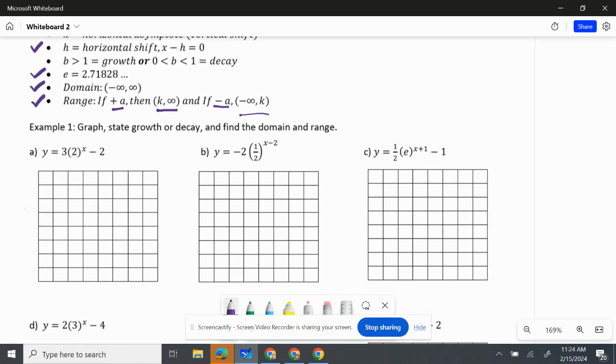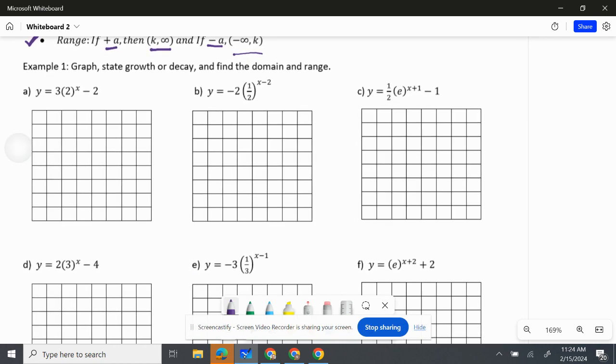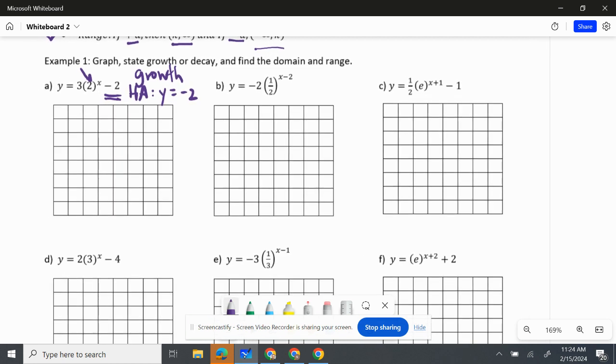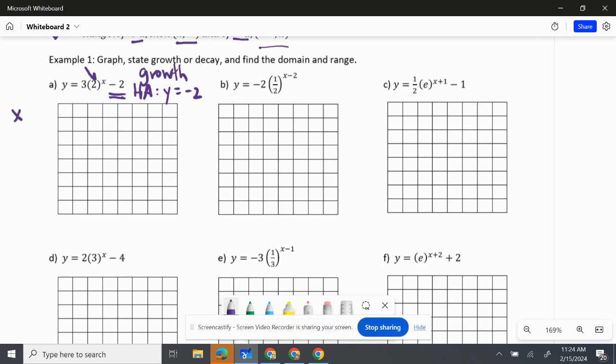So looking at the first example, we're going to state growth or decay. If you remember from last time, over 1 means growth. So here we have growth. Then we're going to write our horizontal asymptote. That would be y equals -2. It's always our constant value. We're going to come up with our table of values. So x and then y, we have the -1, 0, and 1.